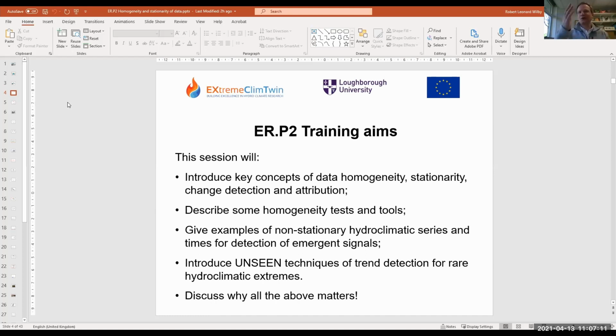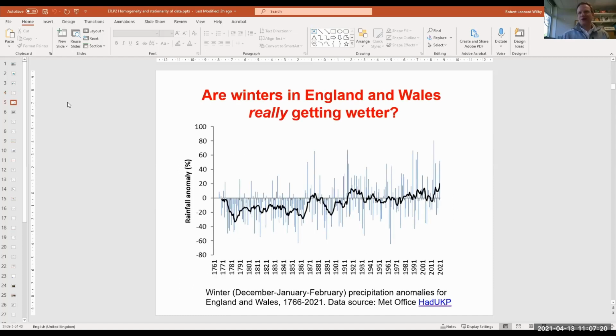And then woven all the way through, I'm hopefully going to be explaining why this really matters. So let me start by posing you a question. Here's one of the most famous climate time series in the UK. It's a time series showing winter rainfall amounts since the 1760s through to the present year. So it includes the last winter.